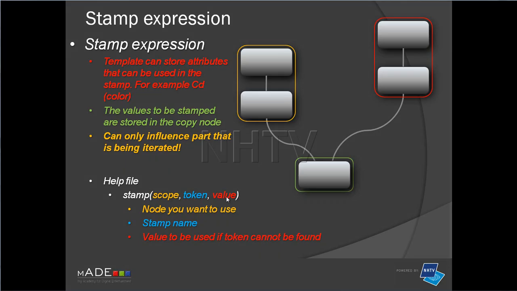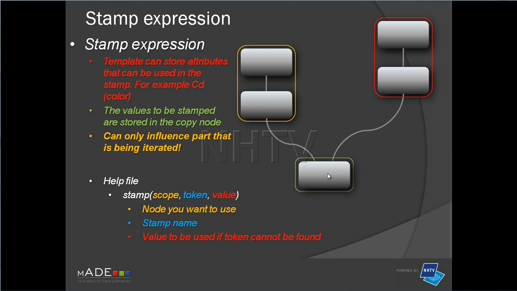Alright, so let's go back a little bit to what we're doing with the stamp expression. We saw that we've been playing with the stamp expression, that we used this copy node in order to get attributes from over here and use them with the stamping over here. Now the important thing to know is that with a copy node, when you stamp something, the stamping expression can only work on nodes which are being copied.